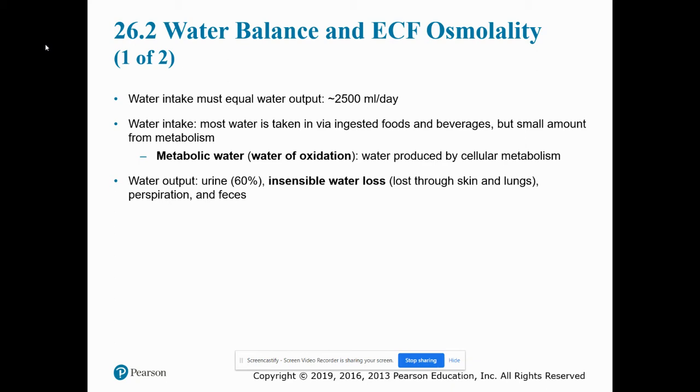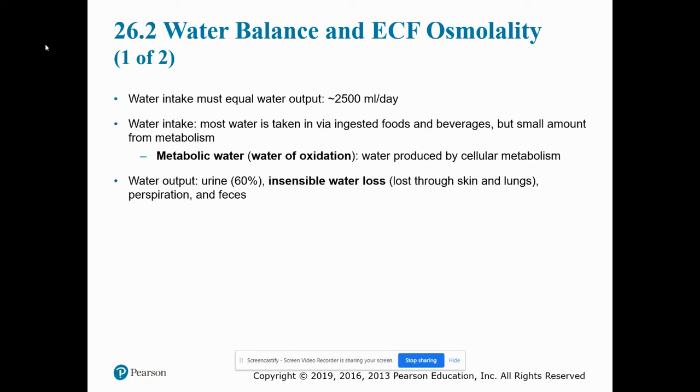And water intake, most of the water that we actually get is going to be from food and beverages, but a little bit is from metabolism. It's like 10%. And this is called metabolic water or water of oxidation. And this is the water that's produced by cellular metabolism. So if you remember back a couple of chapters ago, we talked about the electron transport chain, and we talked about oxygen being the final electron acceptor and water forming. And that's the metabolic water.